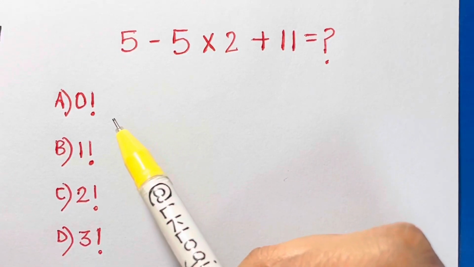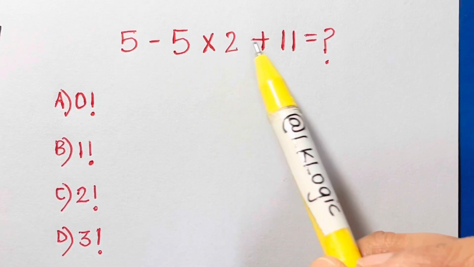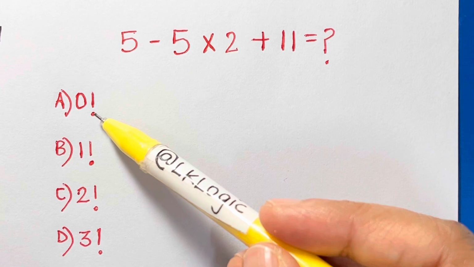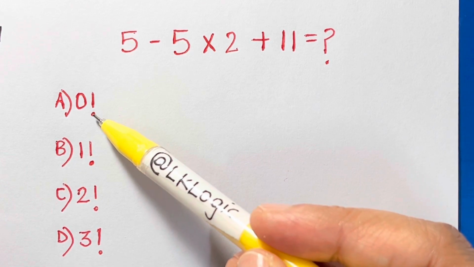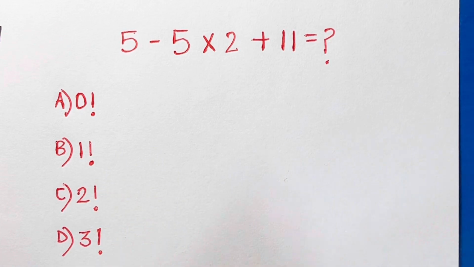Hi guys, I have a very lovely problem for you all to solve. What is 5 minus 5 times 2 plus 11? And the answer choice should be in factorial. This is not an exclamation mark. This is called factorial. 0 factorial, 1 factorial, 2 factorial or 3 factorial.